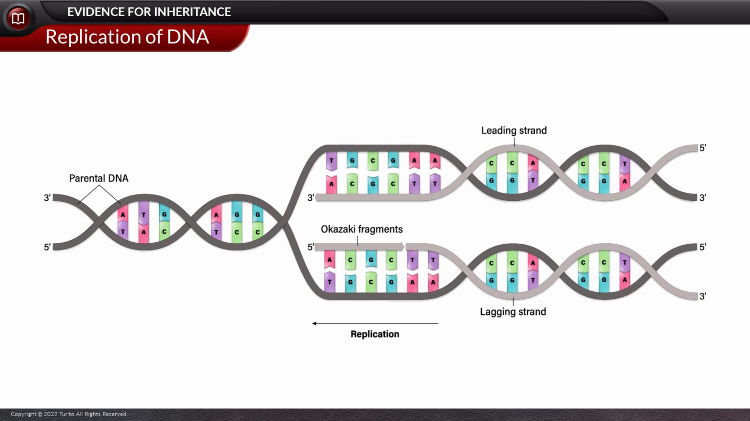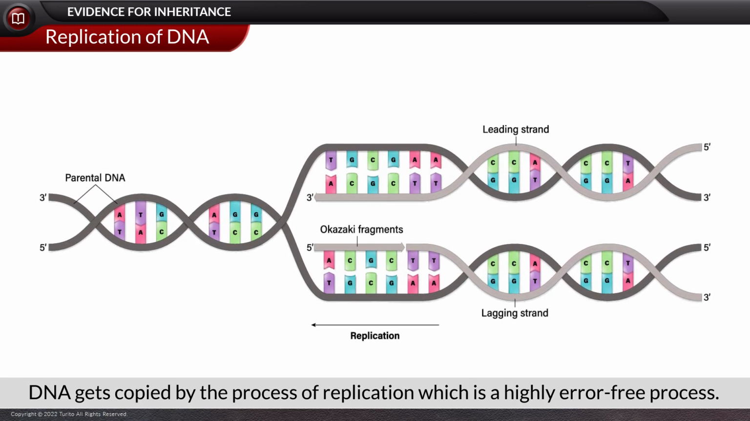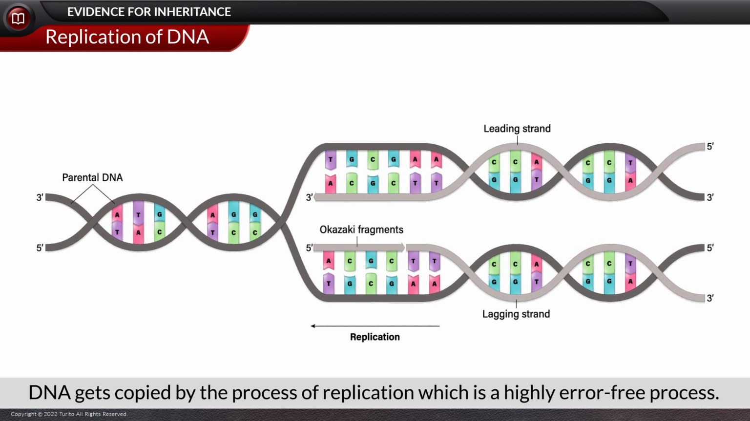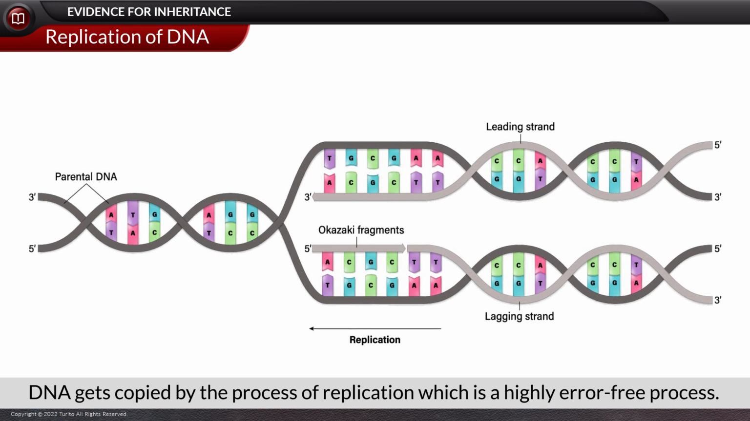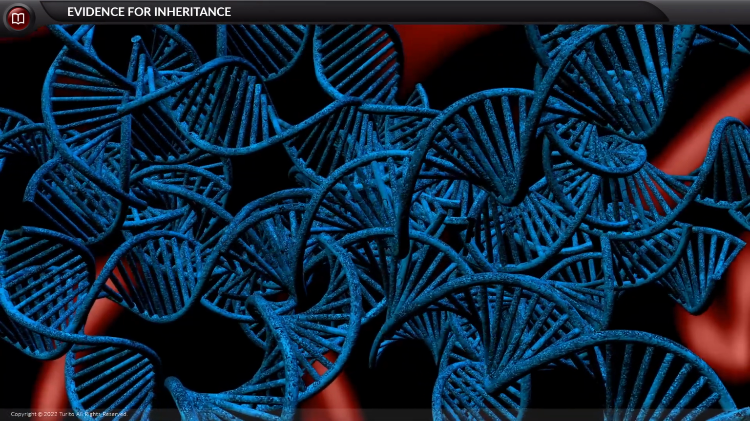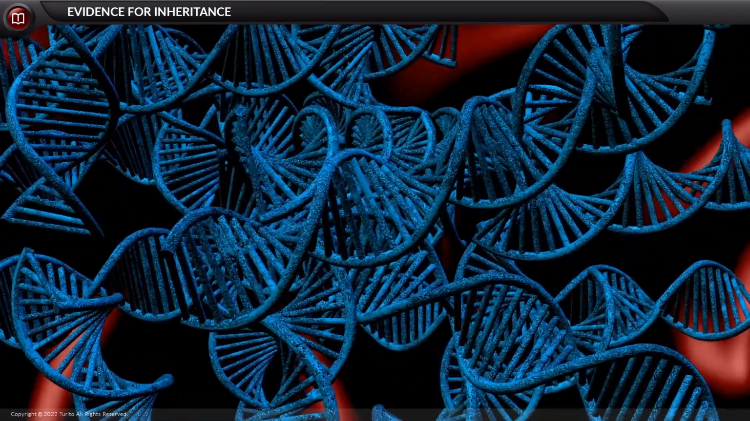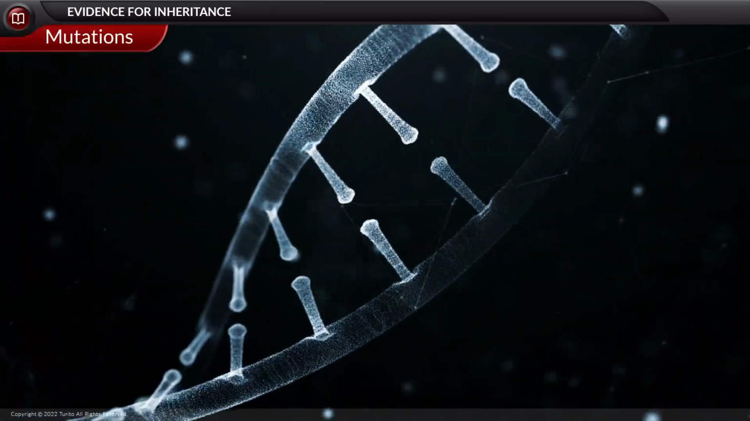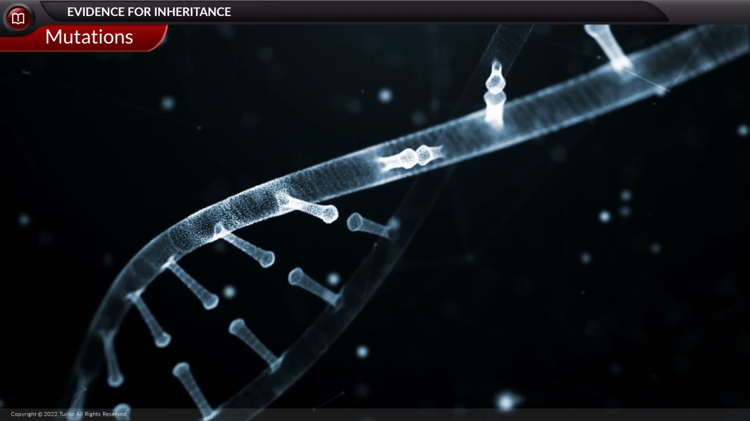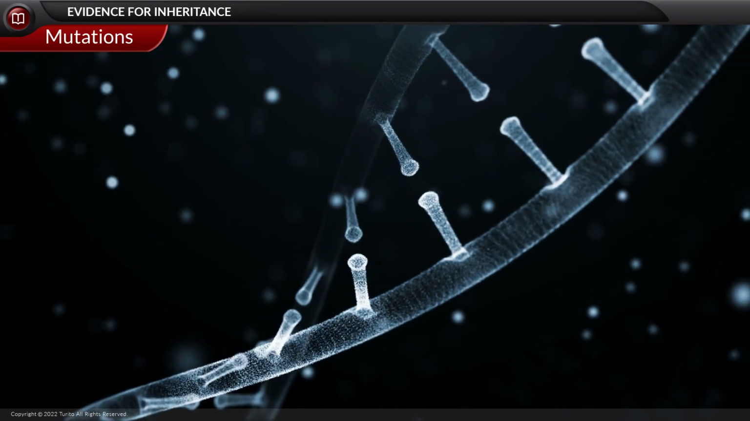The next process which leads to variations is DNA replication. During cell division, DNA gets copied by the process of replication, which is a highly error-free process. But still, sometimes, there are a few errors that result in variations. Last but not least, the mutations brought over by environmental factors result in variations.